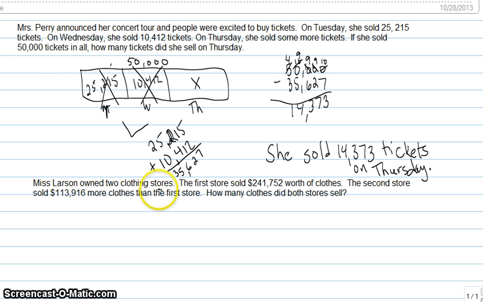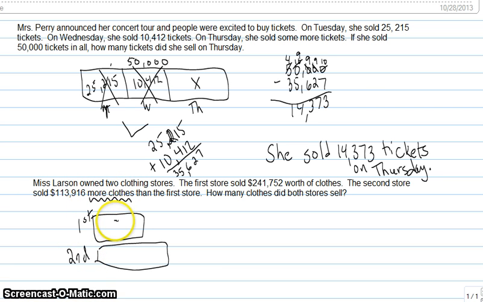It said Miss Larson owned two clothing stores. The first store sold $241,752 worth of clothes. The second store sold $113,916 more clothes than the first store. How many clothes did both stores sell? Well, now it looks like I'm comparing the first store to the second store, so I'm going to go ahead and make a tape diagram for the first store. Then I'm going to make a tape diagram for the second store. And I made it longer because it said more than the first one. This word than shows me that I'm comparing.